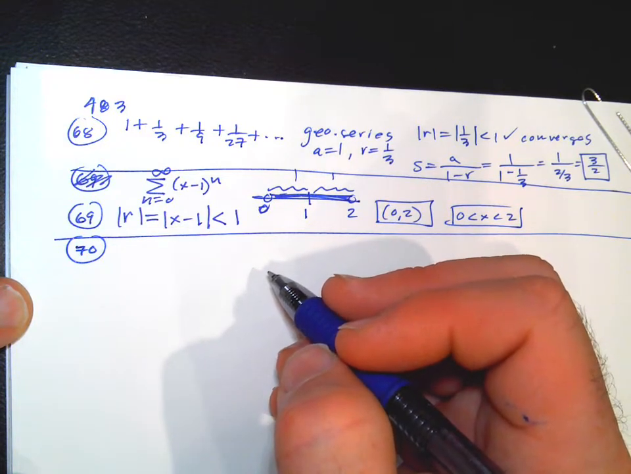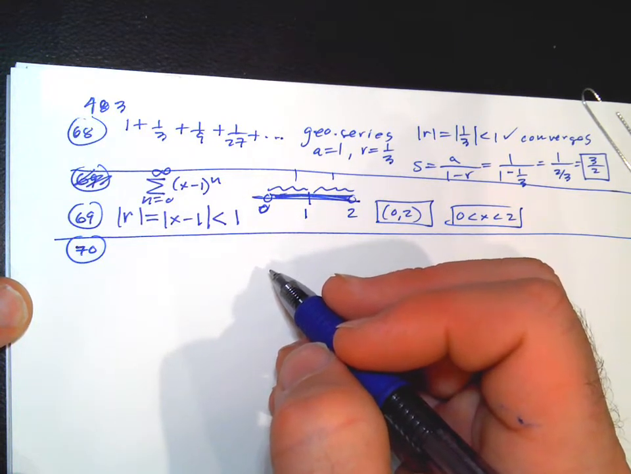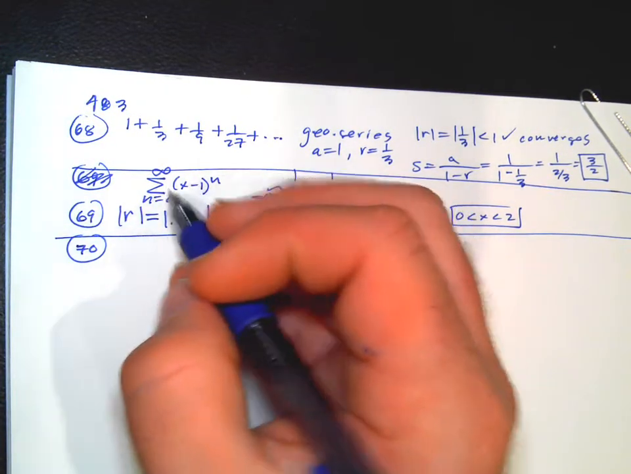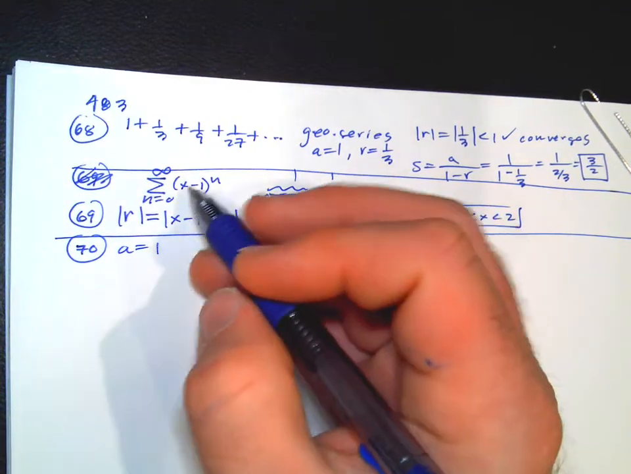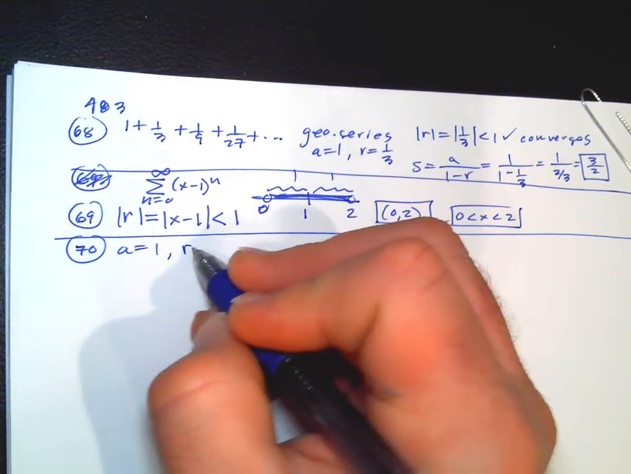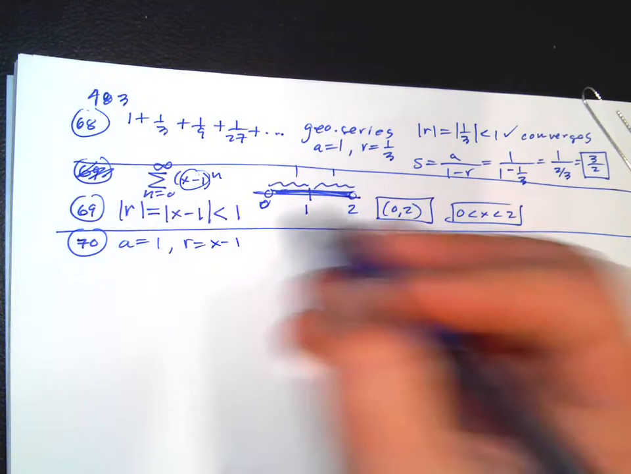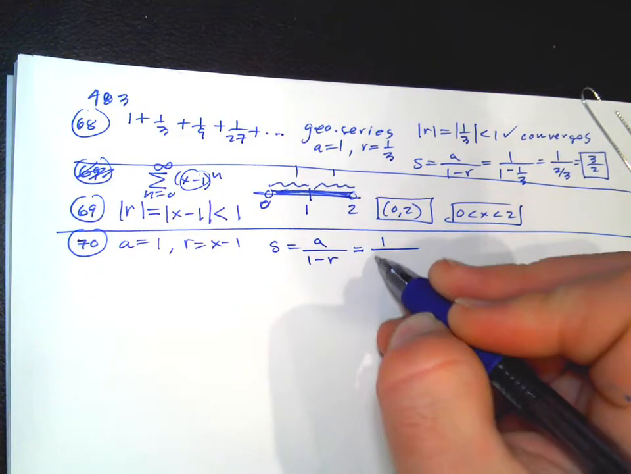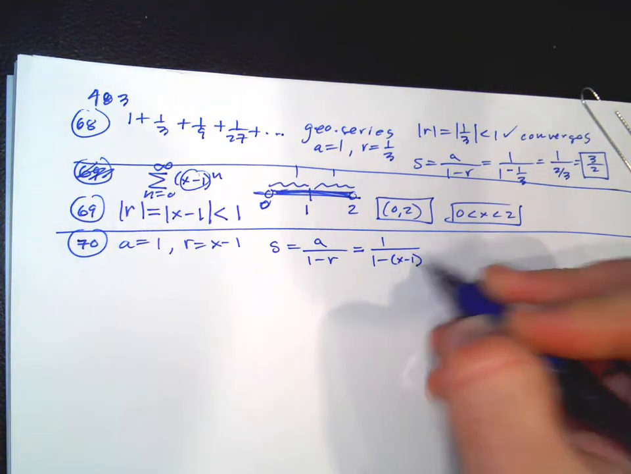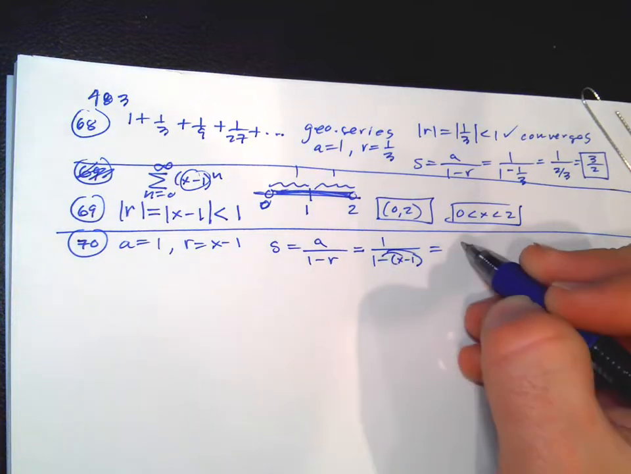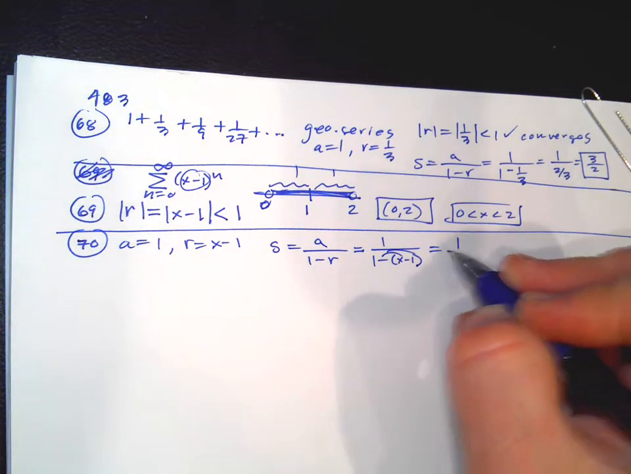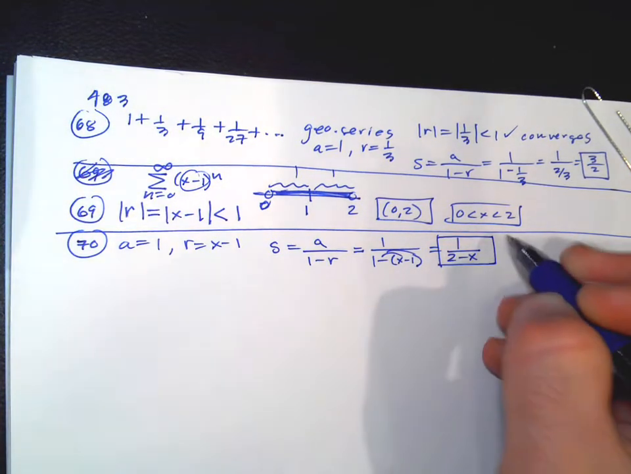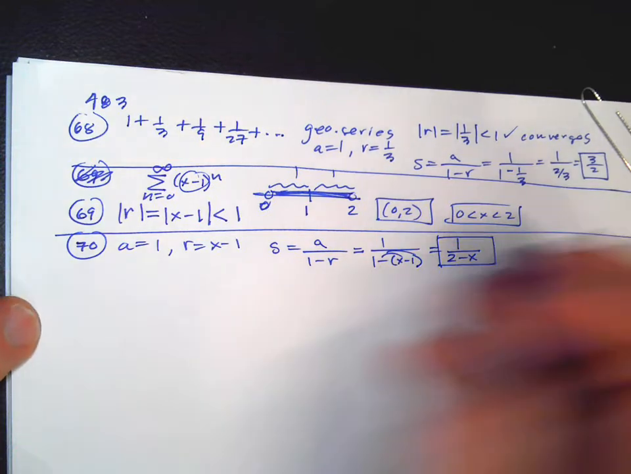Which of the following is the function that the power series represents? Well, this one's a little harder. What's the A value? A value is 1. If you plug 0 in, you get 1. What's the R value? Well, this right here is the R value, x minus 1. So we can do the sum equals A over 1 minus R. We're going to plug R in parentheses to make sure we distribute the subtraction. And we're going to get 1 over 2 minus x. That's the function. Answer E.